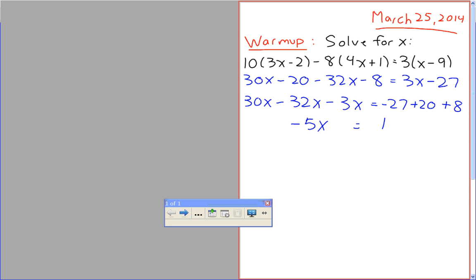Back row. What's the last step? Go ahead. Divide by 5. No, you said divide by 5. You divide by -5, right? So x should be -1.